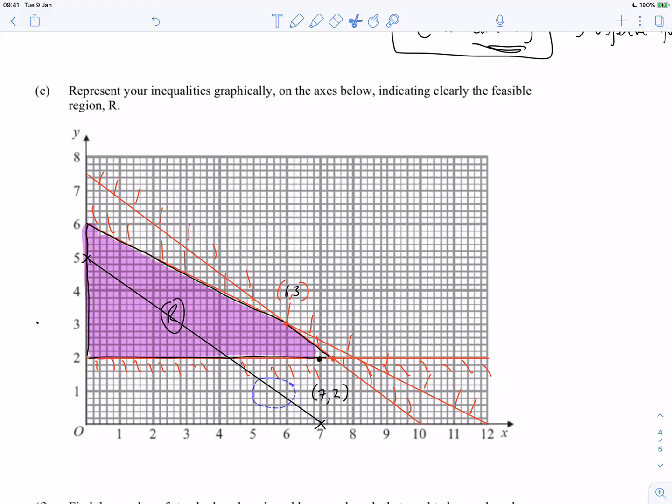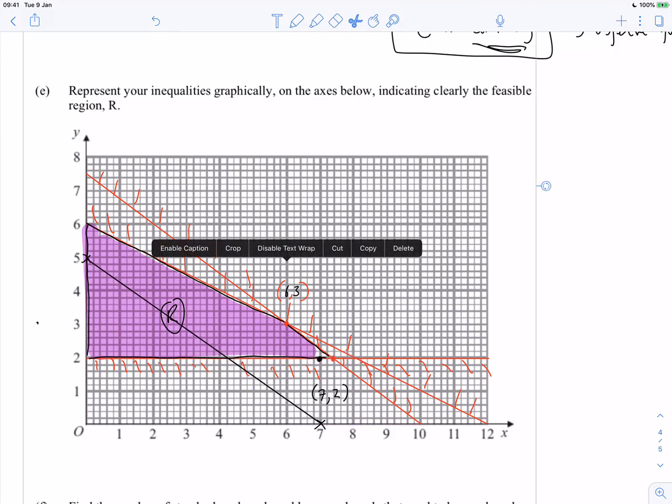So let's think about it. Now you won't be able to do this, but what you can do is you can get your ruler and you can slide it along. Now, which vertex do you think is going to be the last one to hit? It's going to hit that bottom one first, isn't it?